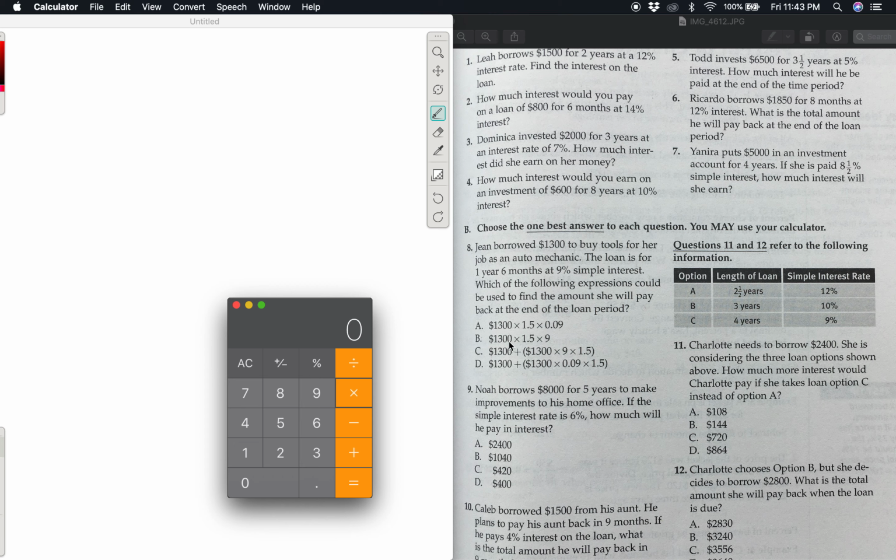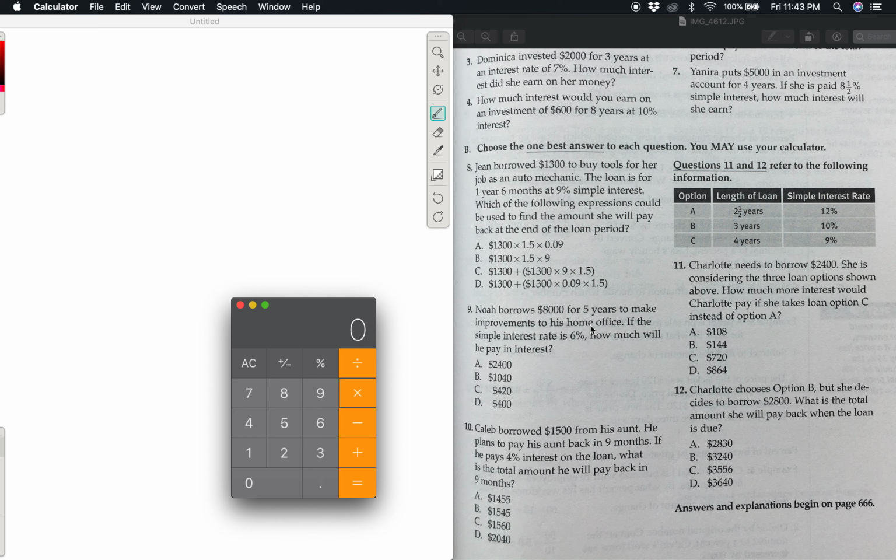Because, for example, looking at here, 1300 times 1.5 times, this would actually be 90%, okay? But it's not 90%, it's 9%. So that being correct, same with this and that as well. The answer is A.